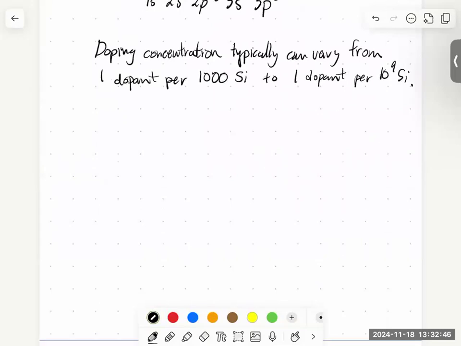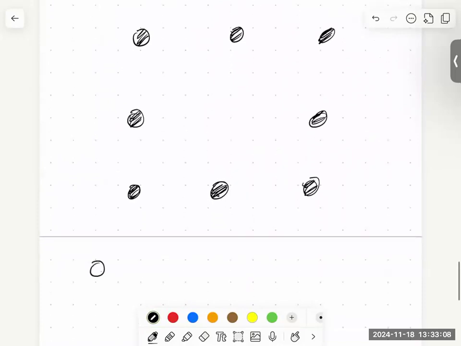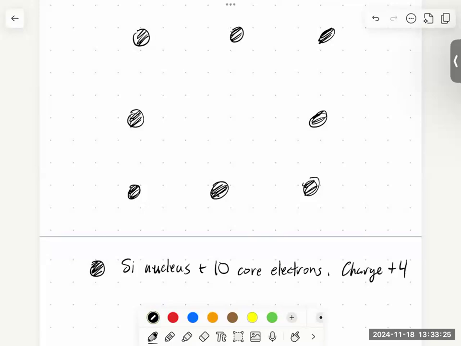So we're going to try to draw our doped silicon. So I'm going to start with these black ones are going to be our silicon nuclei with core electrons. I'll draw 8 of them this time. I'm gonna leave the one out in the center. So here's our legend. Silicon nucleus plus 10 core electrons. Its charge, like before, is +4.